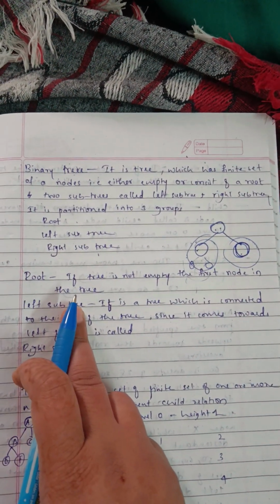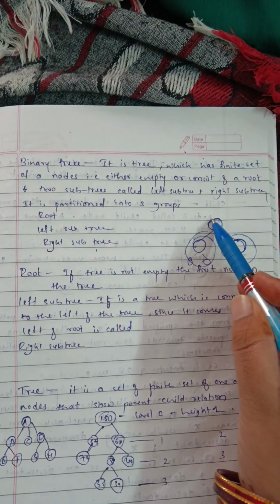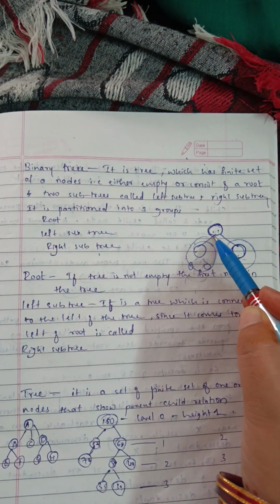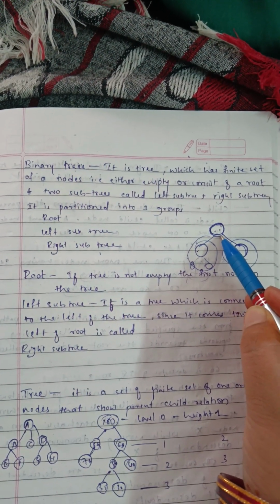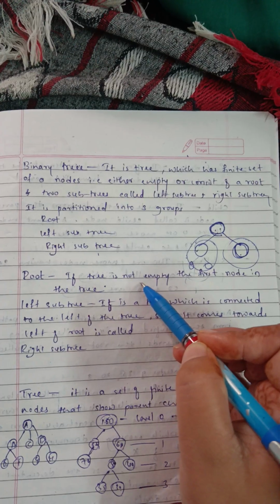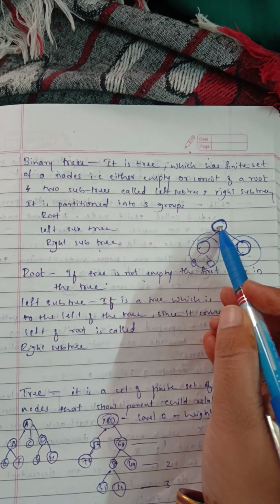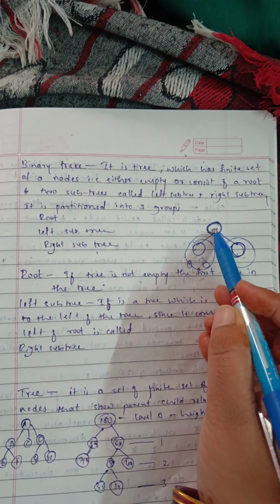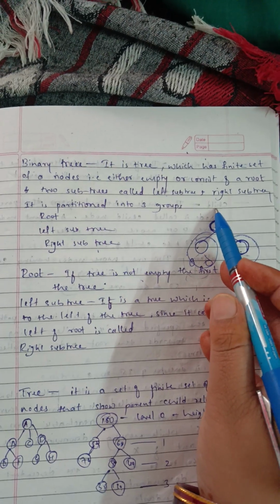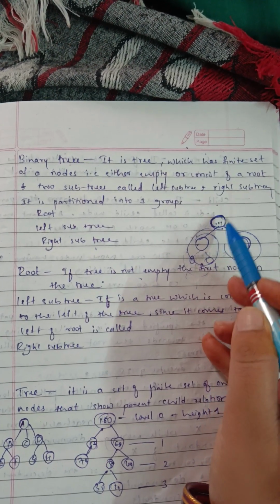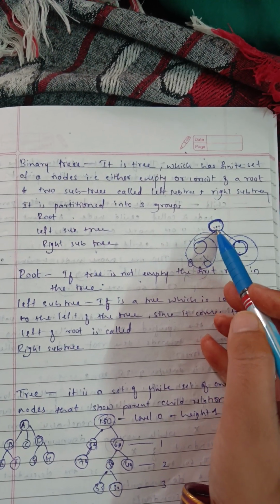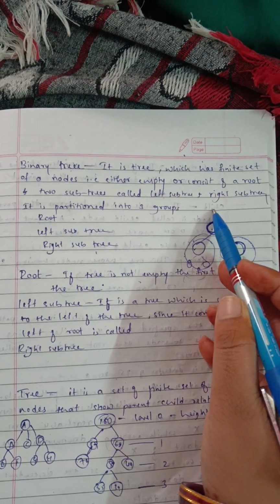Then let's see the definition of the root. Root: the topmost element in the tree is the root, if the tree is not empty. The first node in the tree is nothing but your root. The root doesn't have any parent. This is the root, right? The root doesn't have any parent.